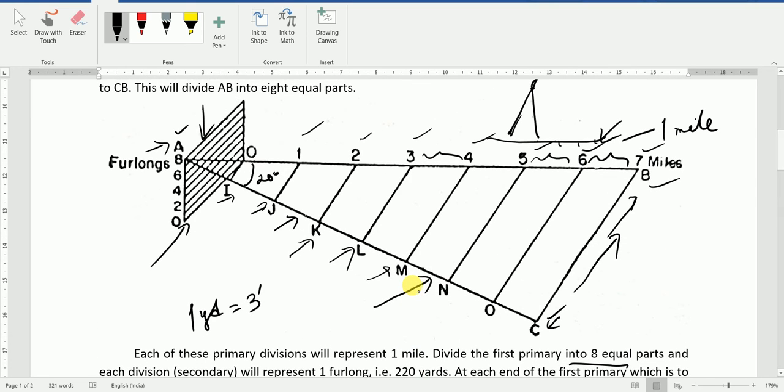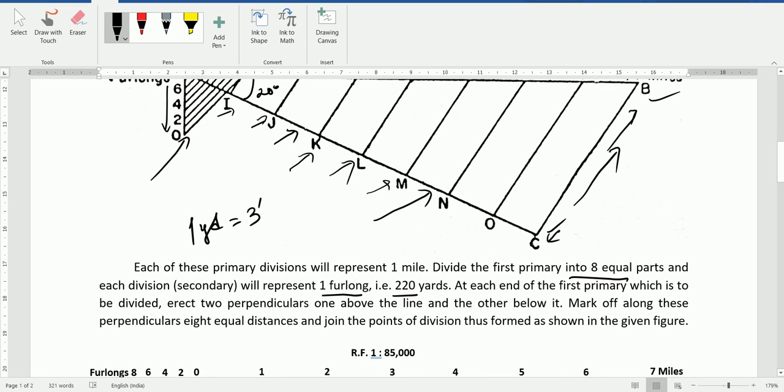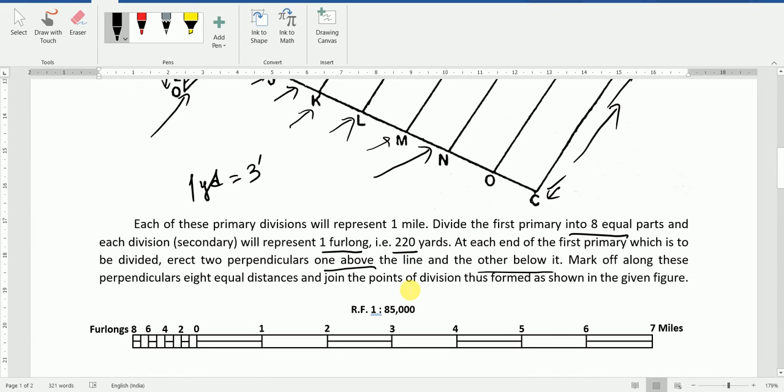See here, this is the first primary, and here just erect one perpendicular line and erect another line, in this way, as given here, one above and the other below it. Mark these perpendiculars at equal distances and join the points of division, and thus form as shown in the given figure. So this is the ultimate product, and this is what I call a linear scale or graphical scale.